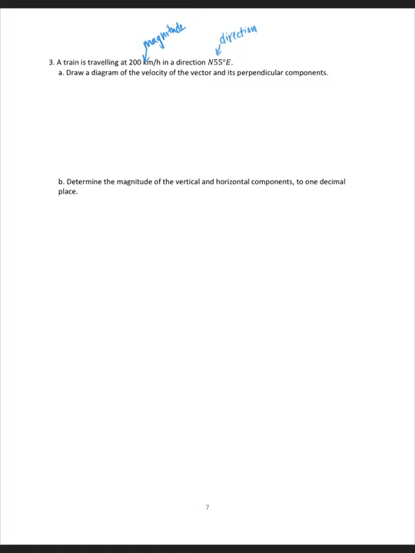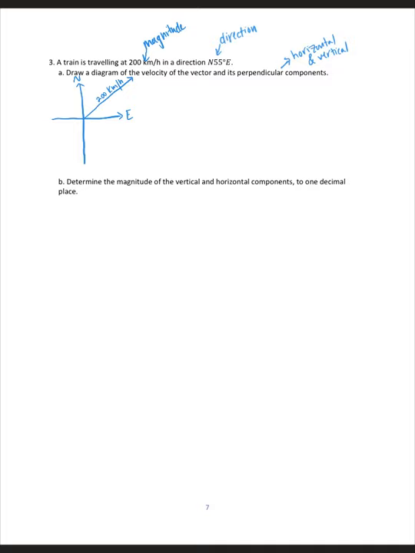So a train is traveling 200 kilometers per hour in a direction of north 55 degrees east. Draw a diagram of the velocity of the vector and its perpendicular components. Remember, those are the same as the rectangular components. It's just our horizontal and vertical component. So if we were to draw this, especially since they gave us a compass direction, we're going to draw it on a compass. So it's north and then moving in an east direction. So we should be somewhere here in quadrant 1. So we have the magnitude is 200 kilometers per hour.